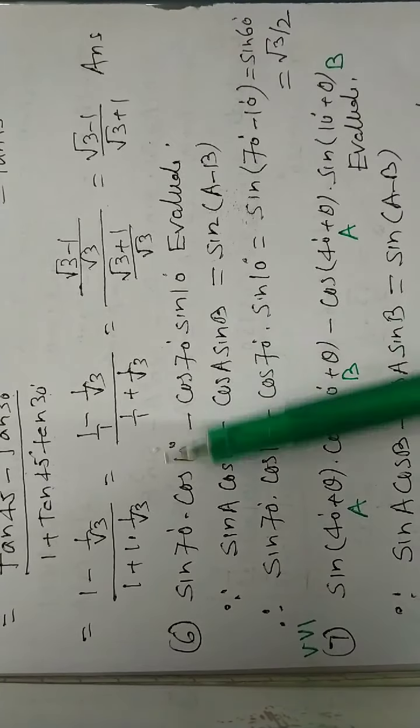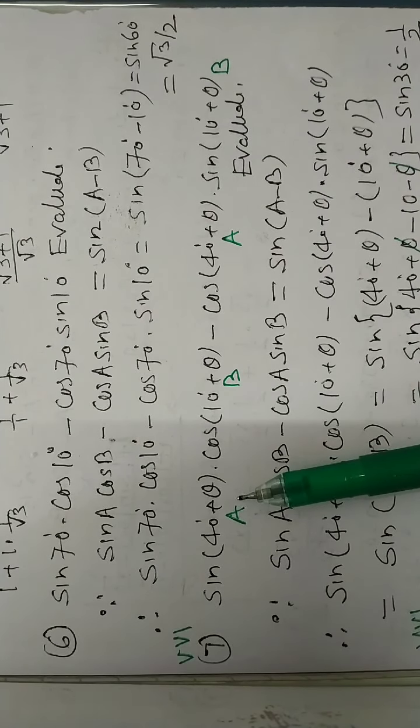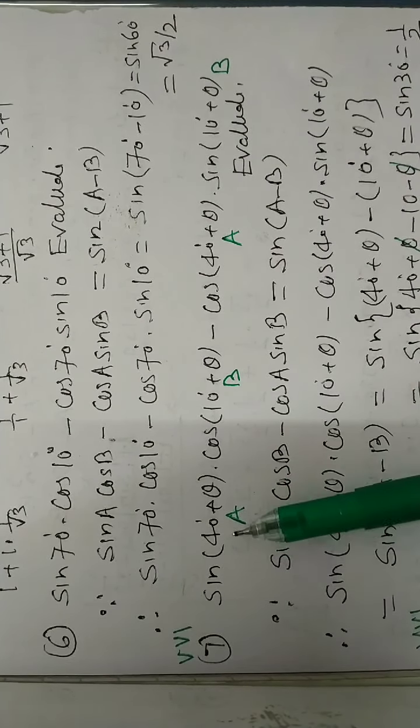Next, sin A into cos B minus cos A into sin B. Same formula, but bigger angles are there. So let 40 plus theta be A and 10 plus theta be B. After that, follow the formula. This is your problem: sin(40 plus theta) cos(10 plus theta) minus cos(40 plus theta) into sin(10 plus theta). So this is sin(A minus B). Put the values of A and B and simplify by breaking the bracket. Theta is cancelled. So sin 30 is half, the answer.